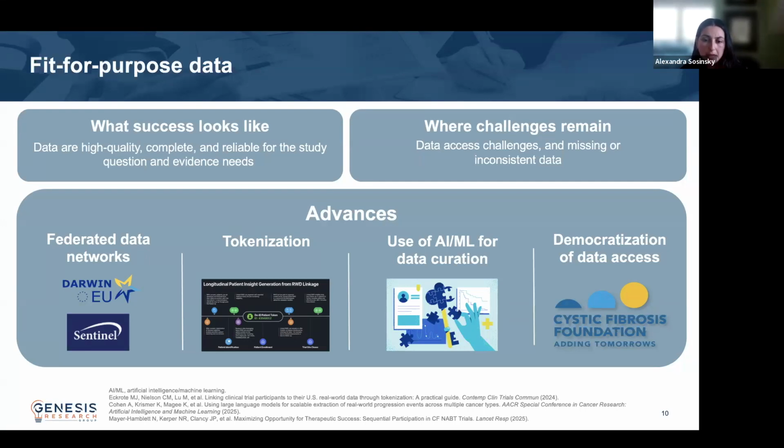Together, these advances are making it possible for sponsors and investigators to obtain the fit-for-purpose data they need, ultimately supporting more credible, reliable, and impactful ECA studies.